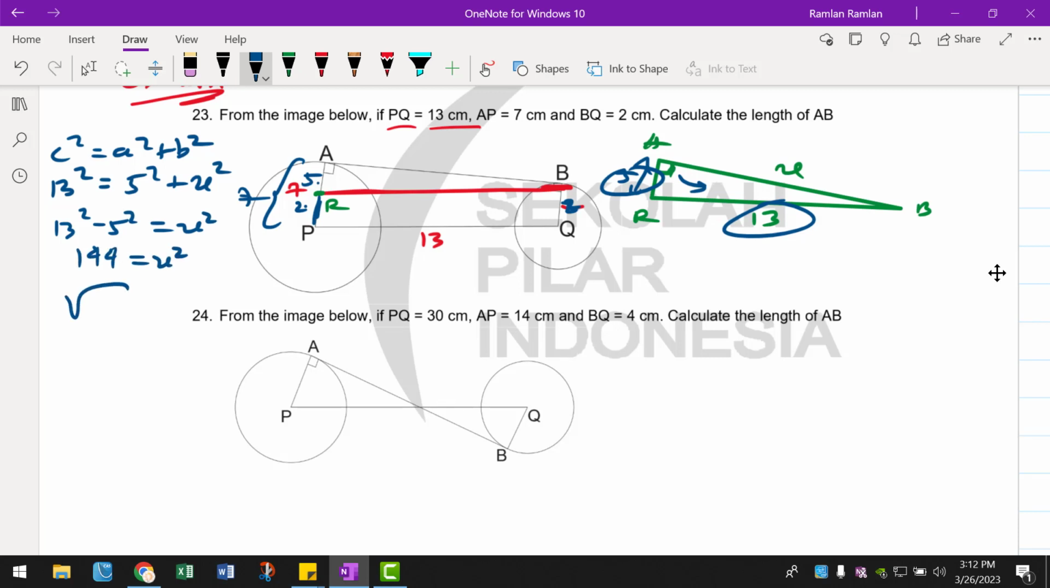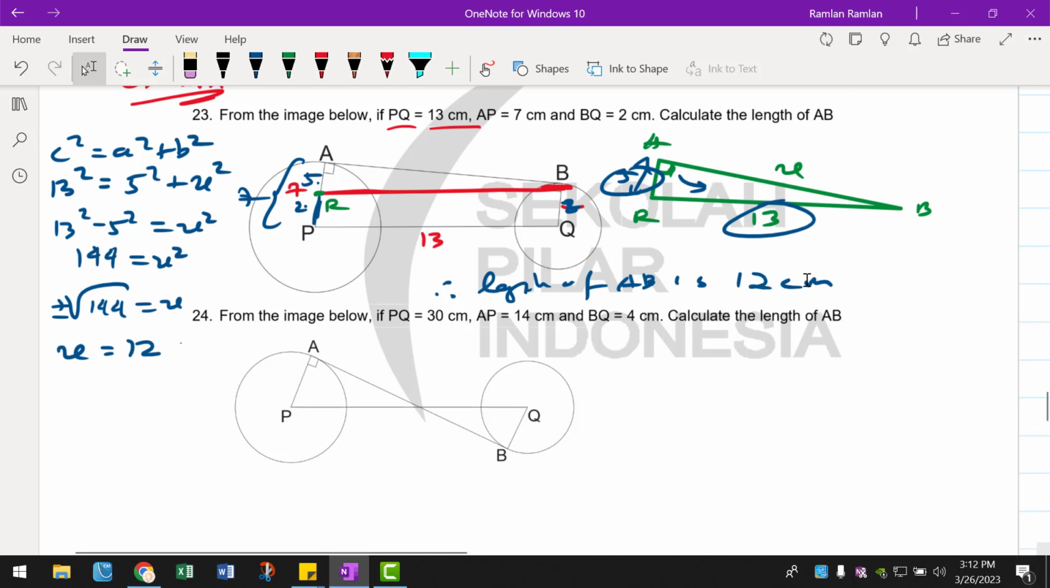And again, you square root both sides. It's plus minus square root of 144 equals x, and you only need the positive value of the square root of 144, which is equal to 12, and this is going to be in centimeters. So you write down a conclusion here that the length of AB is 12 centimeters.